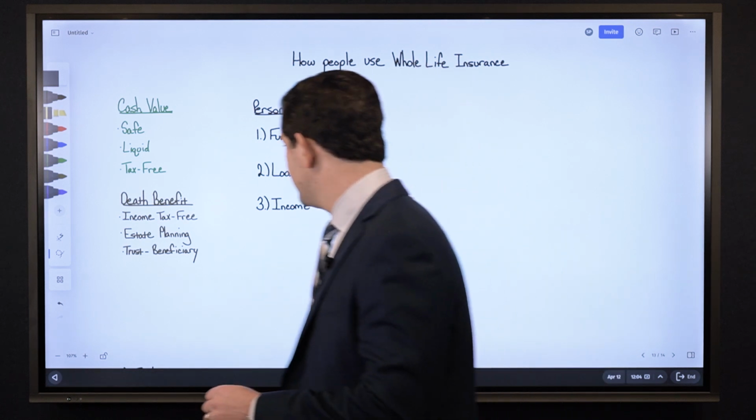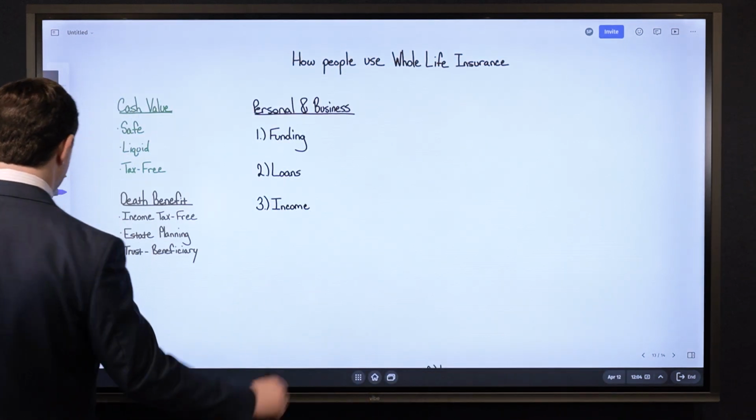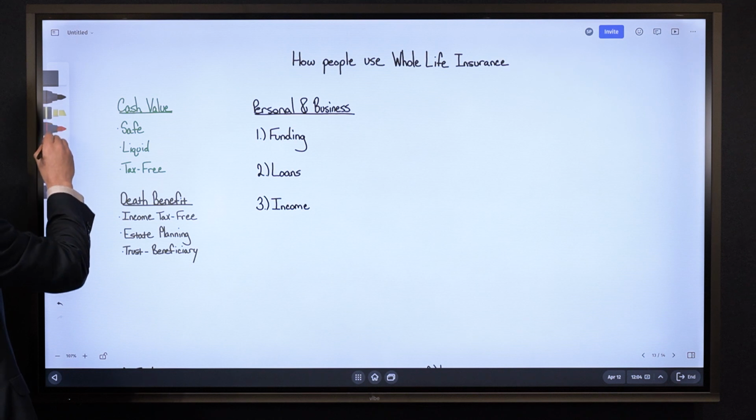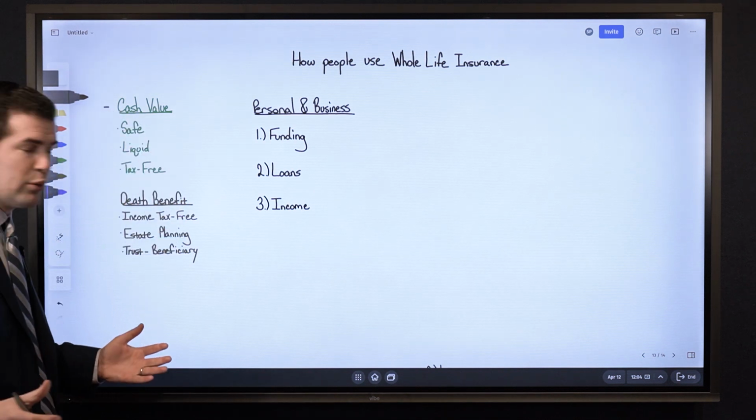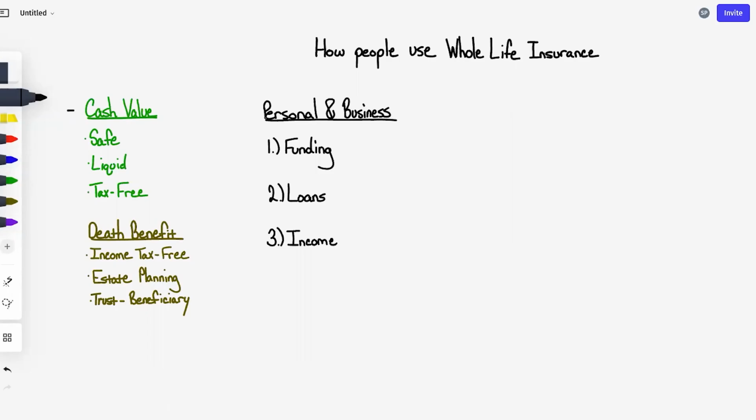So when we look at a whole life insurance policy, there are several things I want to hit on here, but beginning with the cash value, because this is always the point of interest with everyone we work with. The cash value, how does it work? We've got our three core benefits here, being that the cash value is safe, liquid, and tax-free.